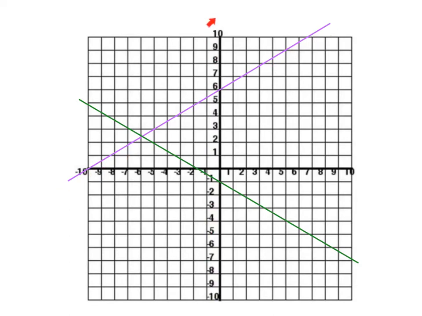We have to remember that the vertical axis is the y-axis, the horizontal is the x-axis. So I can go ahead and label that. This is the x-axis, this is the y-axis. So on this y-axis here, the green line is crossing down at -1. The purple line is crossing up at +6. So it's that number on the y-axis that the line is crossing.